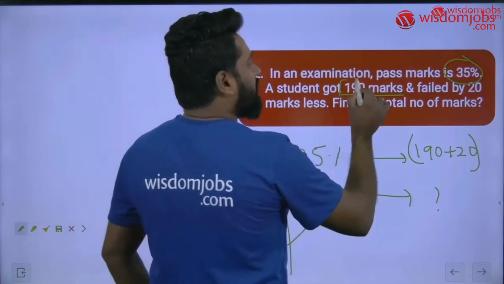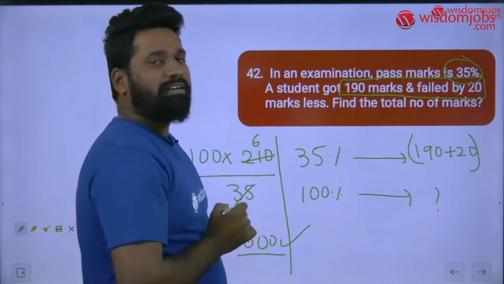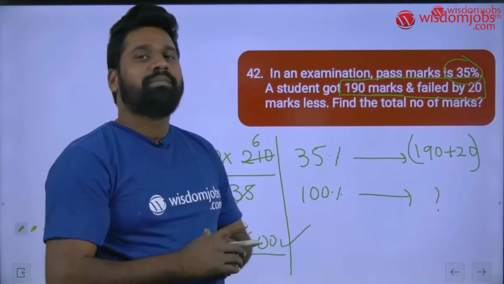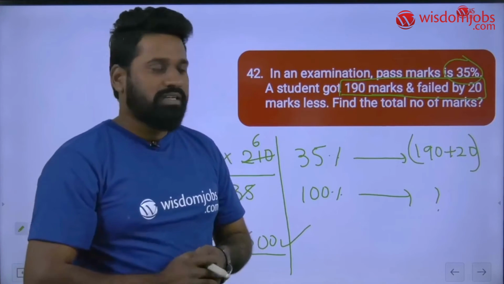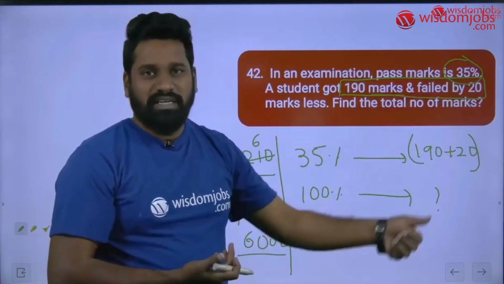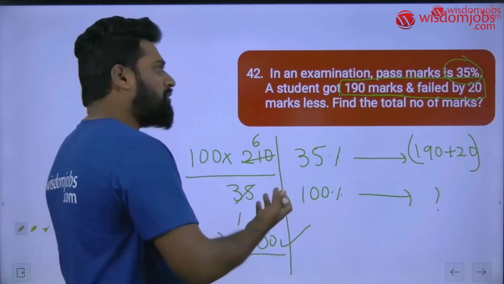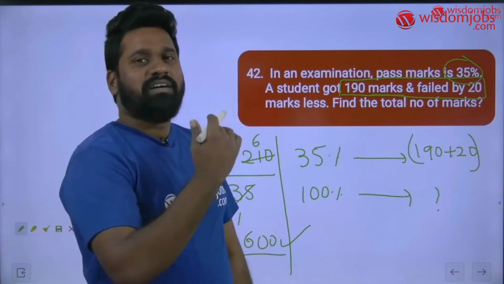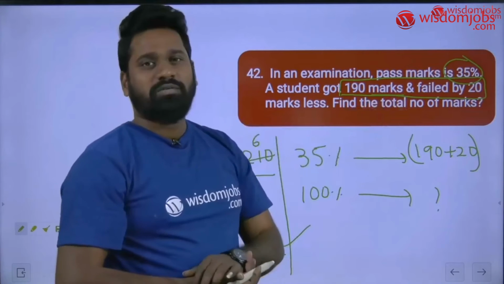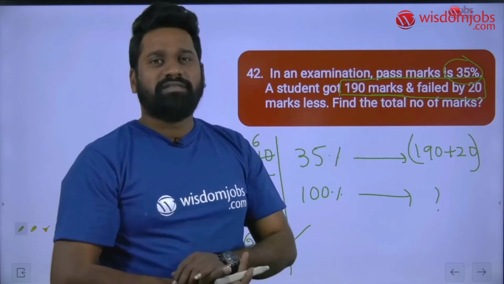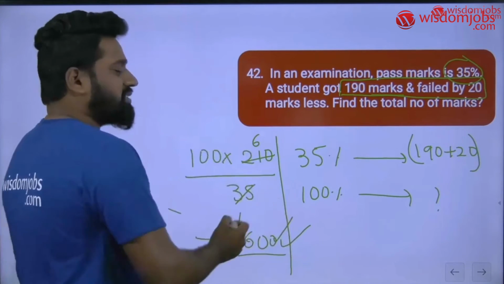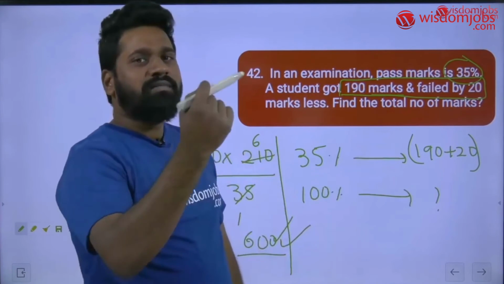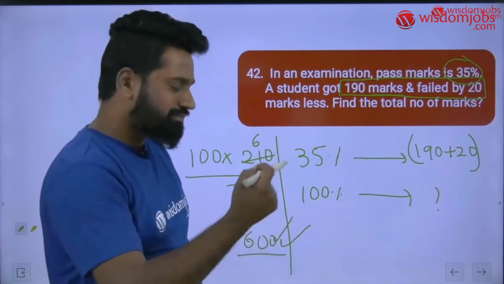This step is important here. 190 marks and failed by 20 marks is given. That is why I am adding the 20 marks, then it represents the pass marks of the examination, and the pass percentage is already given. That's it. You can do it in different ways also. You can take x also, you will get the answer. 35% of x represents this total 210 marks. Then you can find the x value, and the same thing you will get as 600. So this is the method you can follow instead of taking x. Clear? Right.